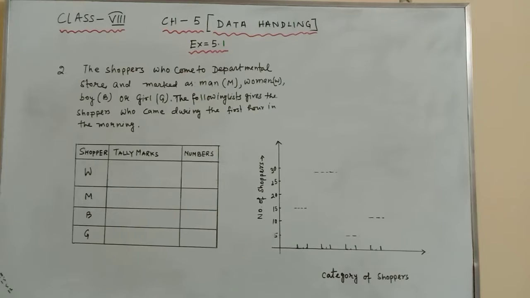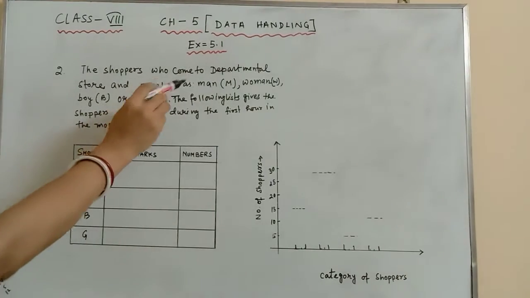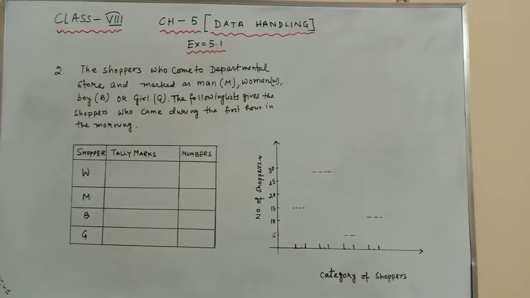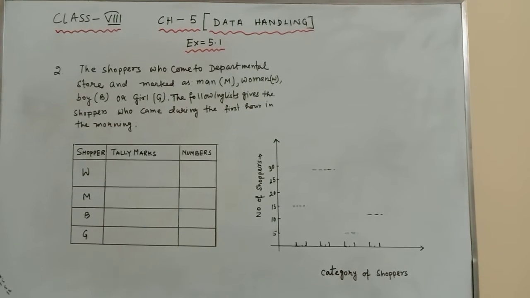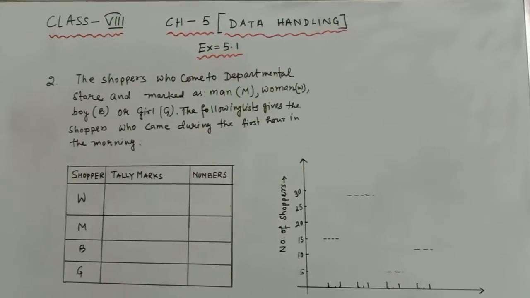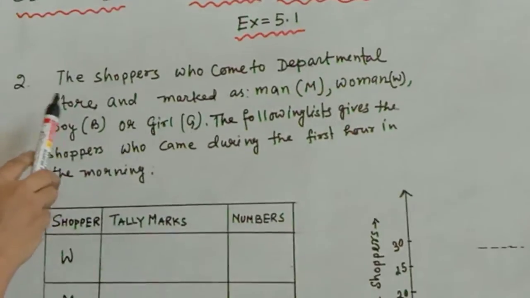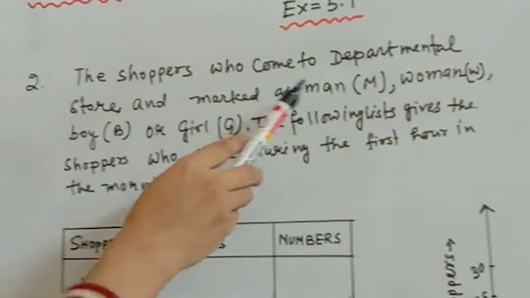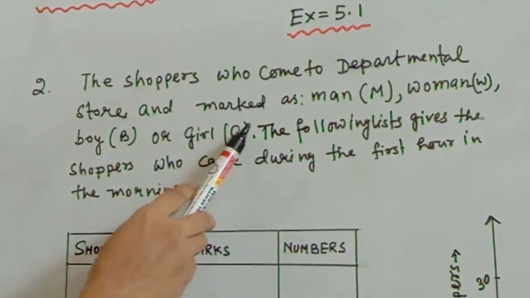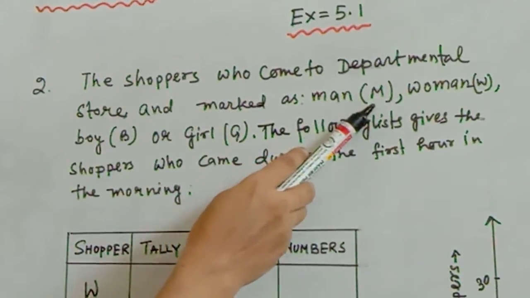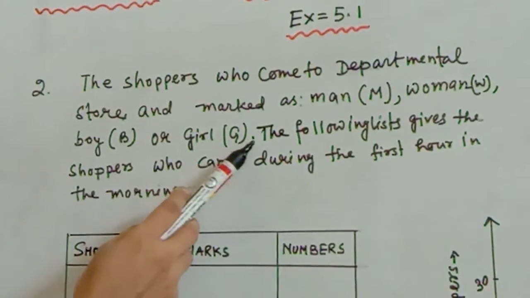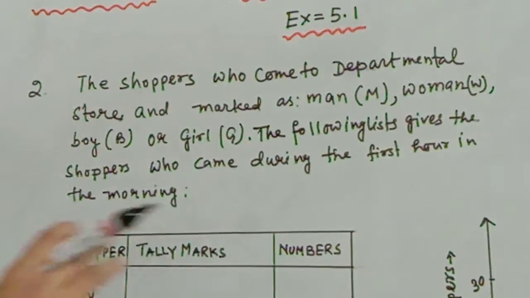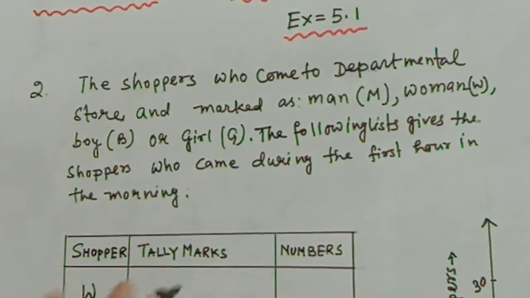Today we will solve question number 2 from exercise 5.1, data handling. Yesterday, after the introductory part, you became familiar with bar graphs and histograms. See, in question number 2, the shoppers who came to a departmental store are marked as man M, woman W, boy B or girl G. Data are given. I will show you the data now.